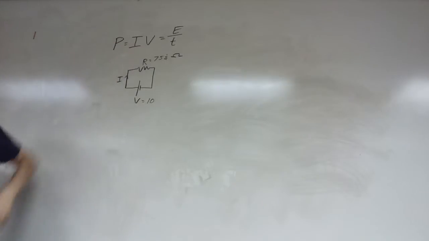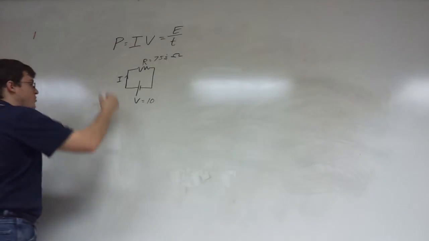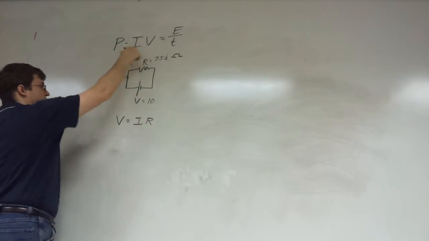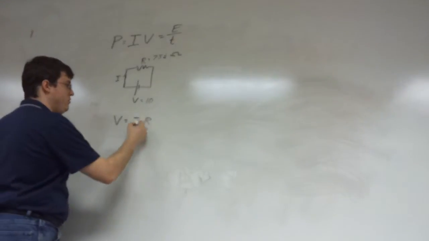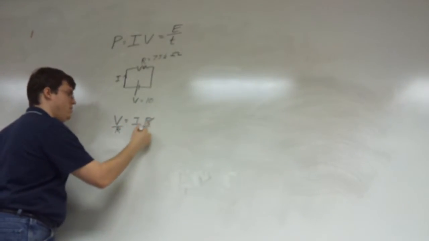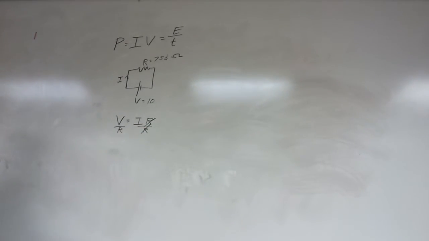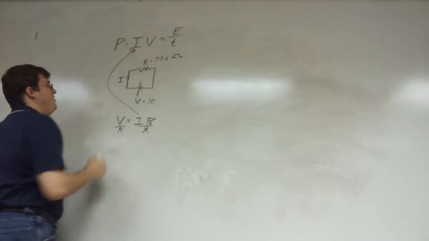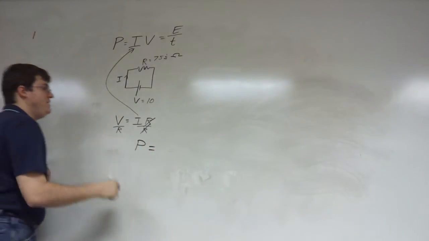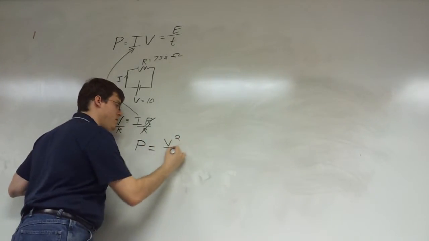One thing I can do is substitute V equals IR into this equation. Take the one you don't know, I, and solve for it. Divide both sides by R. But isn't that what you just said you didn't want to do? Yeah. Well, this way I have a general term for it, so I can use it forevermore. I'm doing the work up front. And then put it in there. Power is V squared over R.